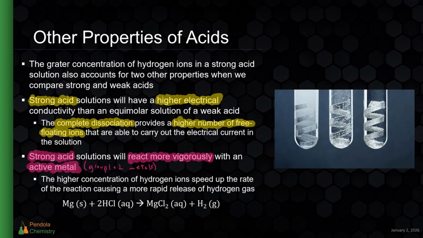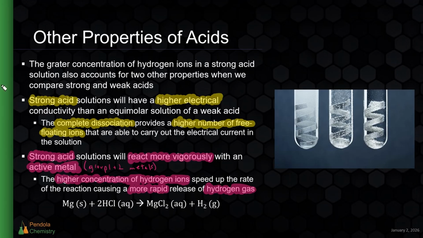The higher concentration of hydrogen ions for a strong acid is going to speed up the reaction between the metal and the acid. And it's going to give us a faster release of hydrogen gas. That's what we mean by more vigorously. More vigorous means it happens faster, we get more gas at a time.